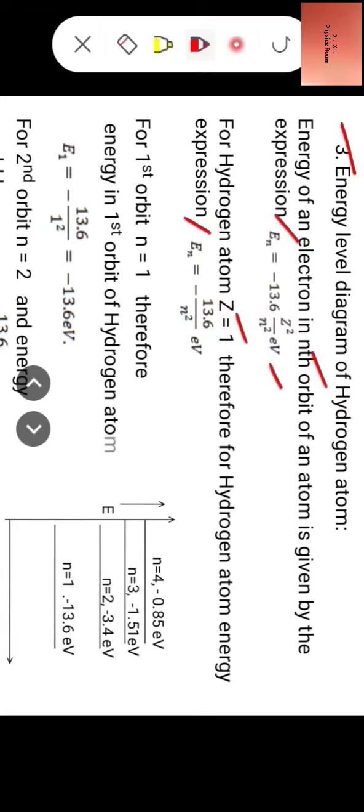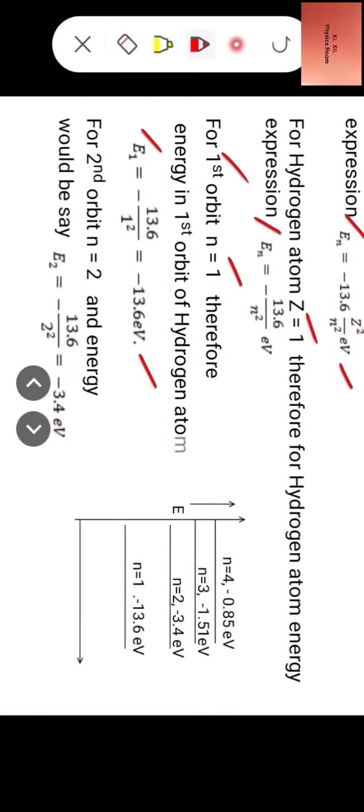Now, for first orbit, N is equal to 1. Therefore, energy of an electron in first orbit of hydrogen atom is, say, E1 equal to minus 13.6 divided by 1 square, which is equal to minus 13.6 electron volts. For second orbit, N is equal to 2, and energy would be E2 is equal to minus 13.6 divided by 2 square, and it is equal to minus 3.4 electron volts.